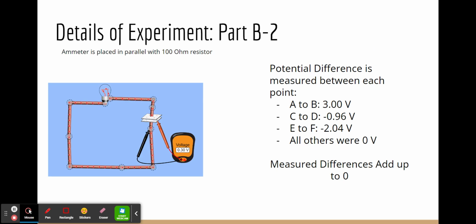Potential difference was measured between each point. This was for part B2. The measured differences all added up to zero, because according to the conservation of energy, A to B was 3 volts, C to D was negative 0.96, and E to F was negative 2.04. Added together, it is zero.